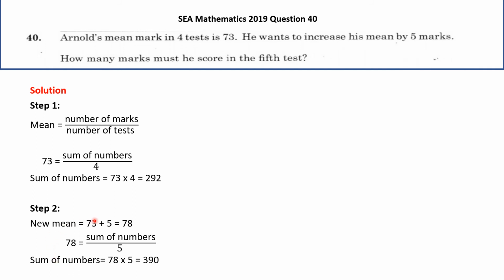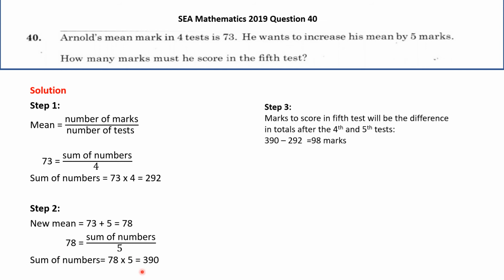So the new mean, if we know that the old mean is 73, that means that the new mean has to be 78. We add on 5 marks to that. They said that he's doing a 5th test, which means that the number of tests that we're dividing by can no longer be 4, but we need to add on 1 more to make it 5.